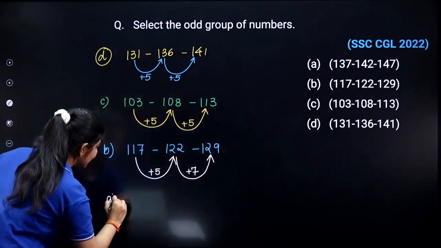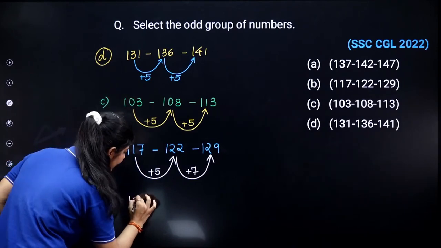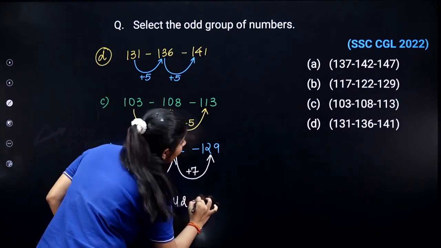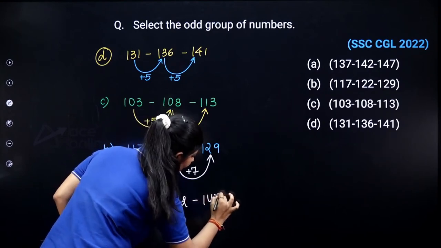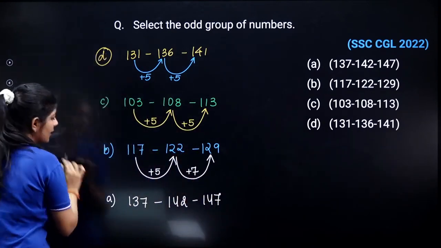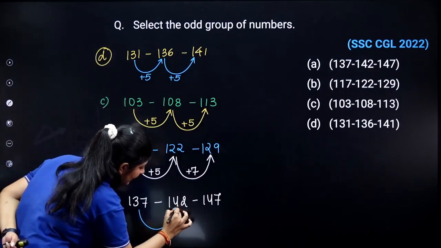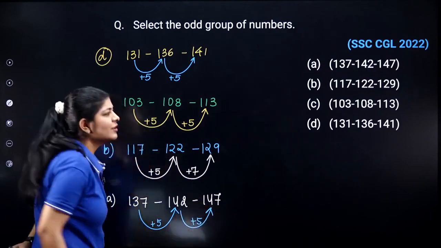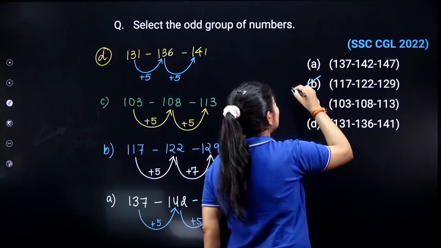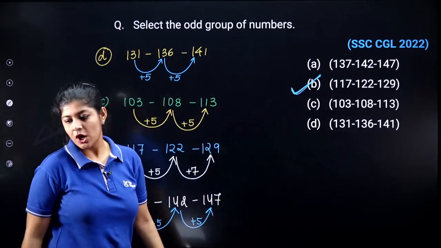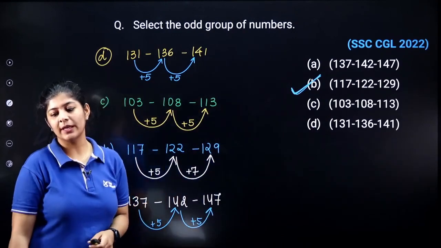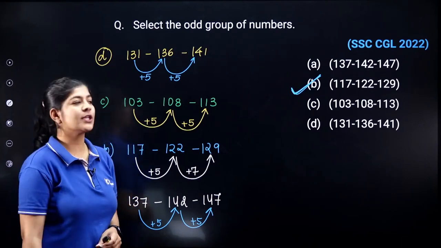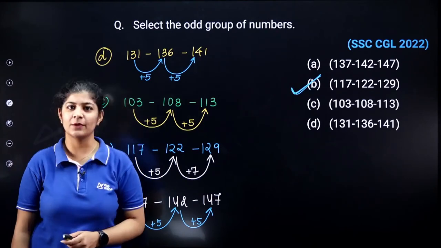Option A is saying 137, 142 and 147. The difference here is plus 5, and again plus 5. So I can easily say that option B is my odd one out. Is it clear? The correct option is option B. This is a very simple question.